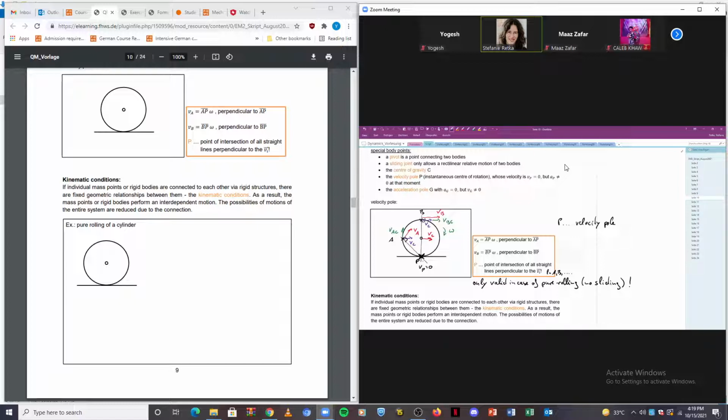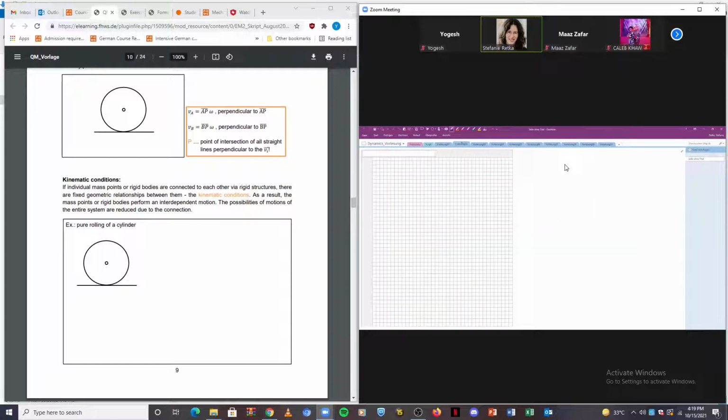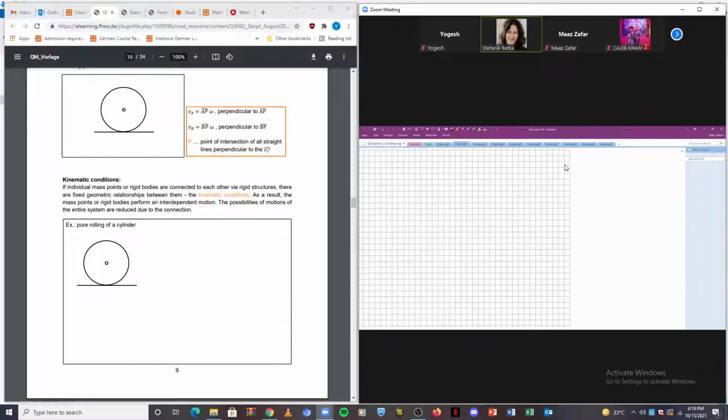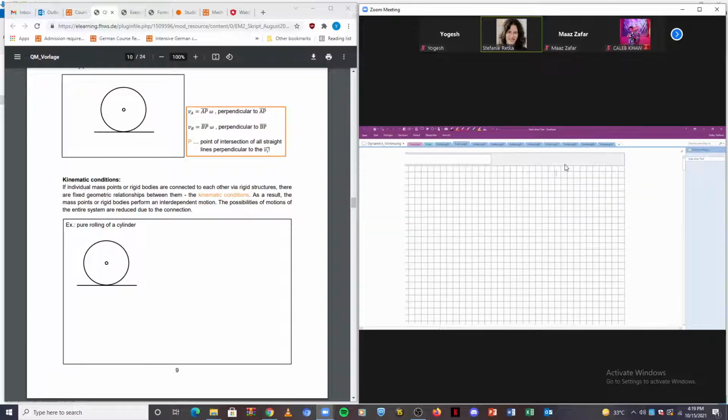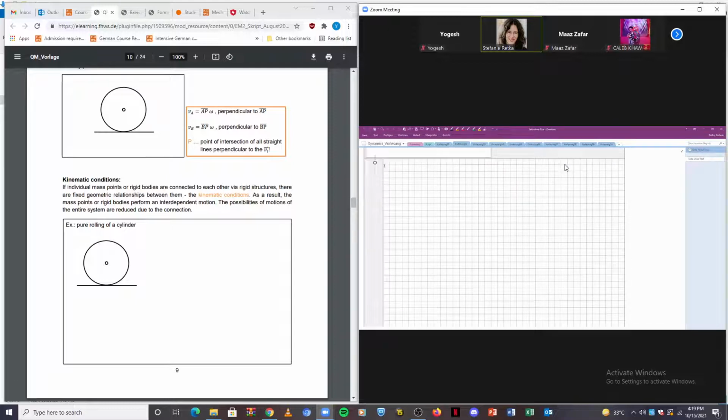Okay, now for the first exercise. It's slow today. Okay, problem 2.1. I'll just have to quickly copy it into our lecture notes.